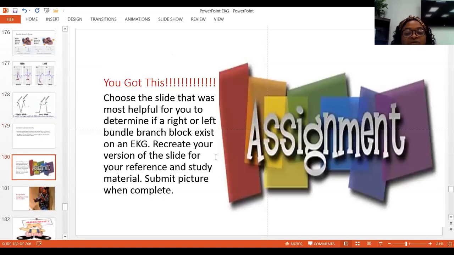Okay, you got this, you guys. So your assignment is going to be to choose that slide that is most helpful to you in determining whether you have a right or left bundle branch block on your EKG, and you're going to recreate your version of that slide for your reference and your study material, and then submit your picture.